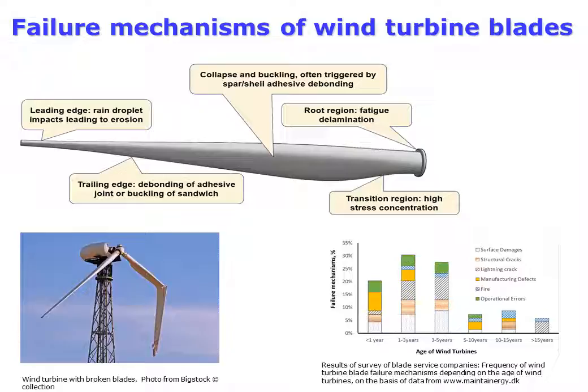DTU Wind, and our colleagues from Indian Institute of Wind Energy, carried out survey among service teams, on frequency of observation of different failure mechanisms. Leading edge erosion is the most often observed mechanism, over first service years.